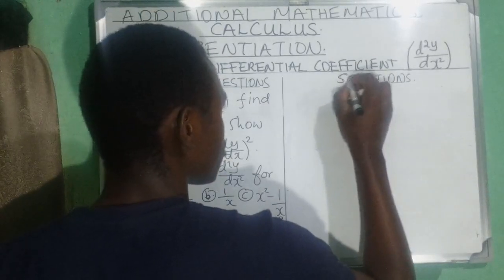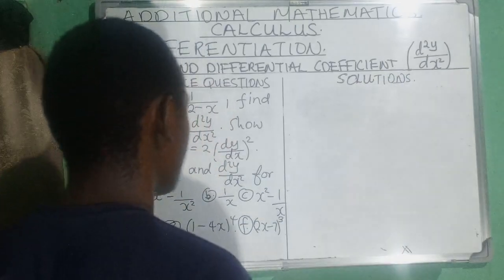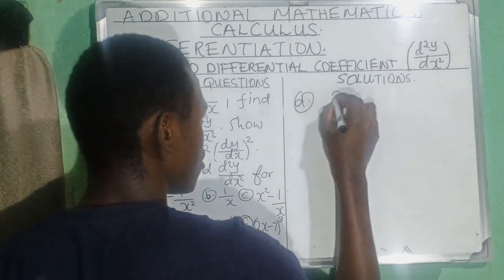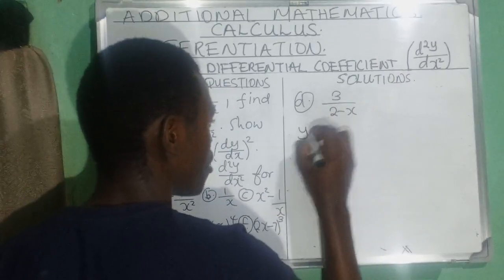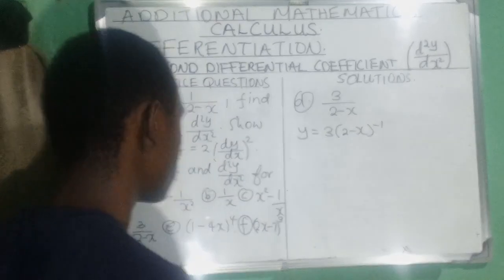Okay, this is solutions. Let's quickly go to D. D is saying 3 divided by 2 minus x, so you say y is equal to 3 multiplied by 2 minus x raised to the power negative 1.